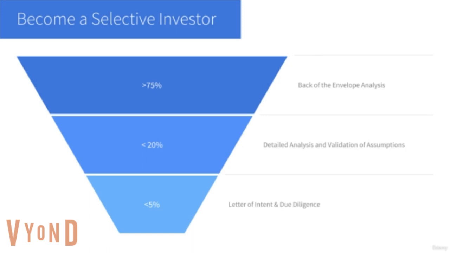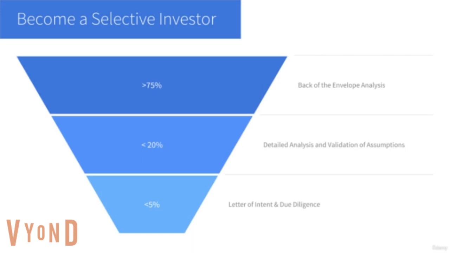So by being able to conduct proper investment analysis, you can become a selective investor. You can do something along the lines of this, where for more than 75% of the investment opportunities that come across your desk, you're able to conduct what's called a back of the envelope analysis, which is what we're going to do in the Jumpstart section next. That is a quick analysis that allows you to quickly reject most of the investment opportunities because 1. They don't fit your criteria, or 2. They just don't make enough sense in terms of the risk-reward.